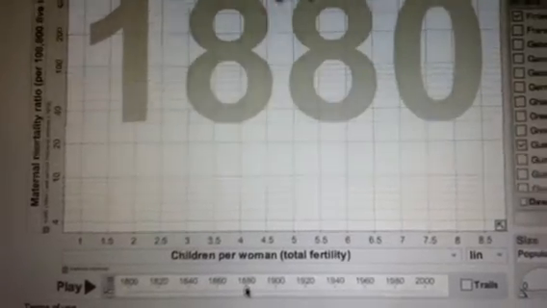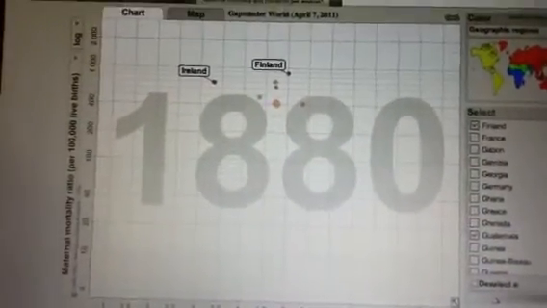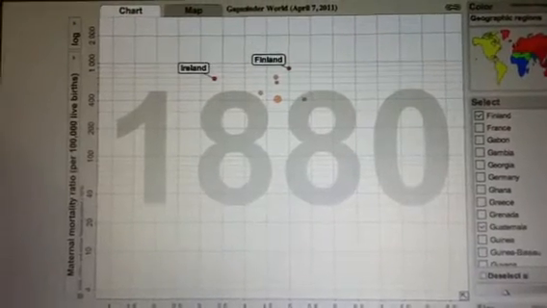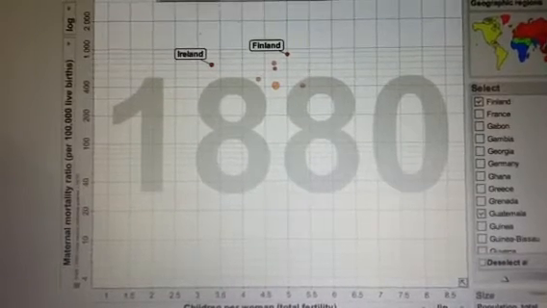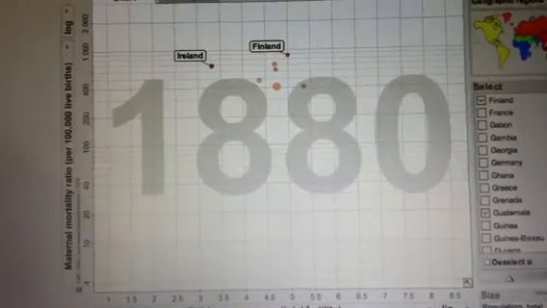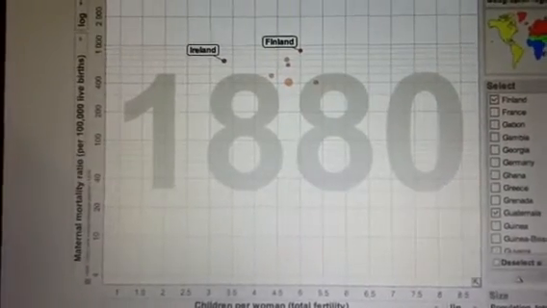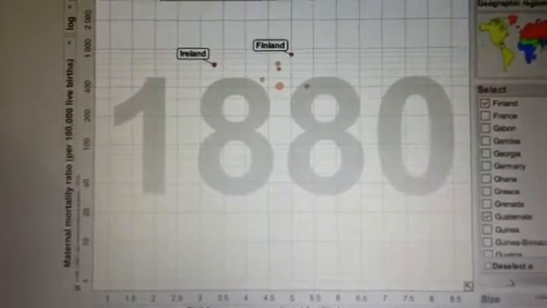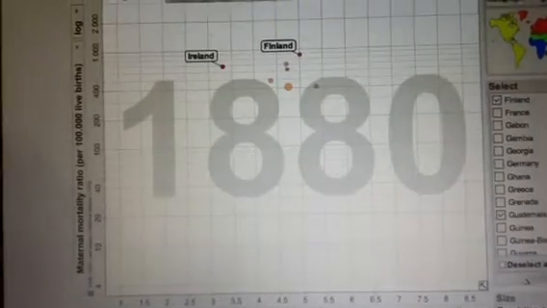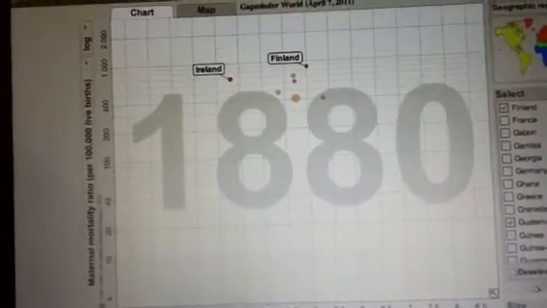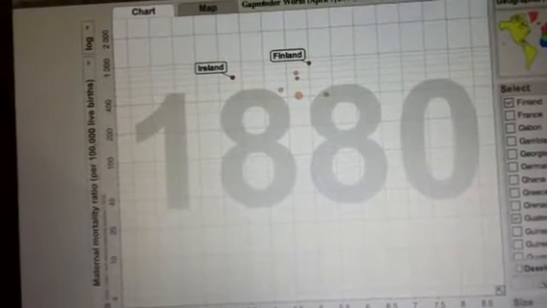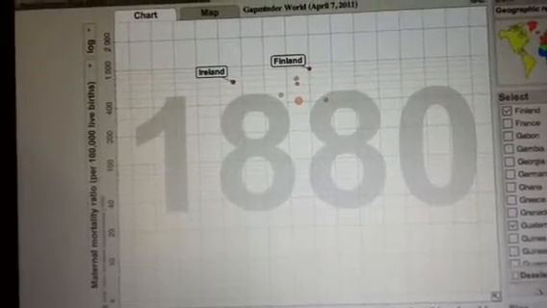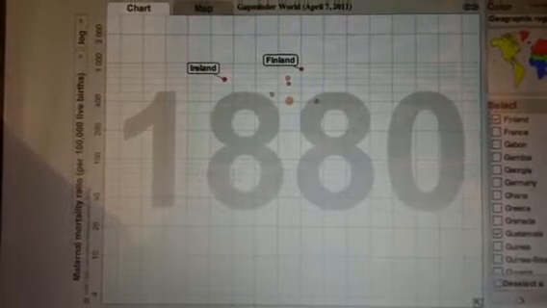As I start the play function, you will see the little bubbles move around. The color represents the geographic region, and the size represents the number of people, or population. You will notice that for most of the countries, maternal mortality ratios generally have run fairly close to 1,000 per 100,000 since about the 1880s. And as you see the bubbles change, it's interesting.